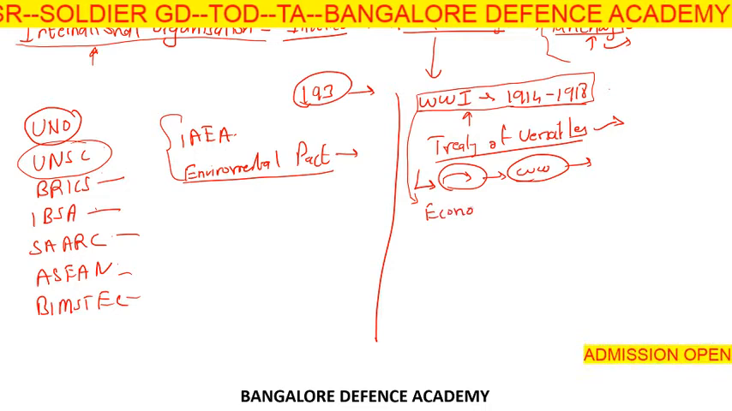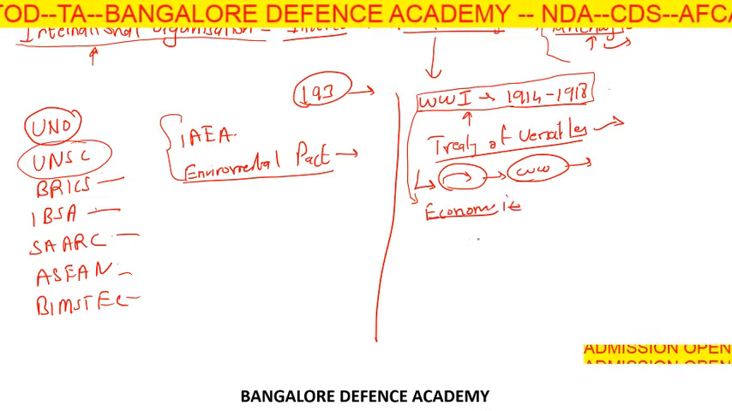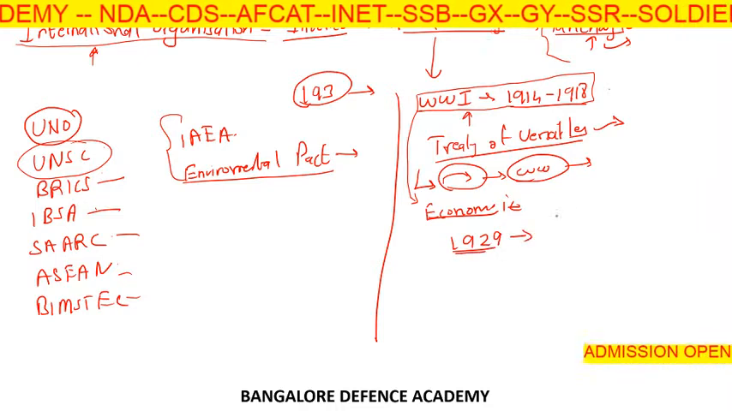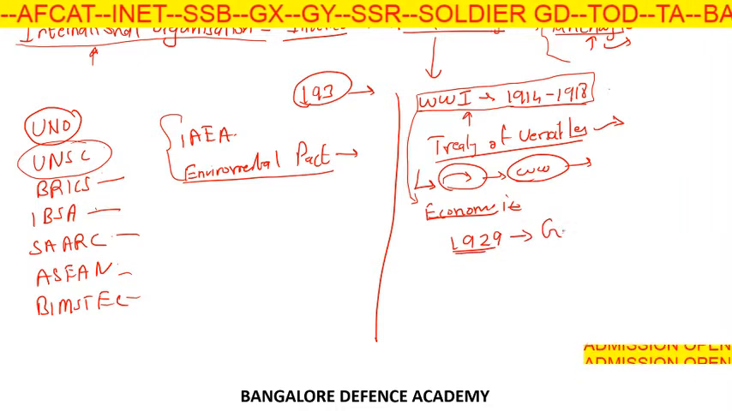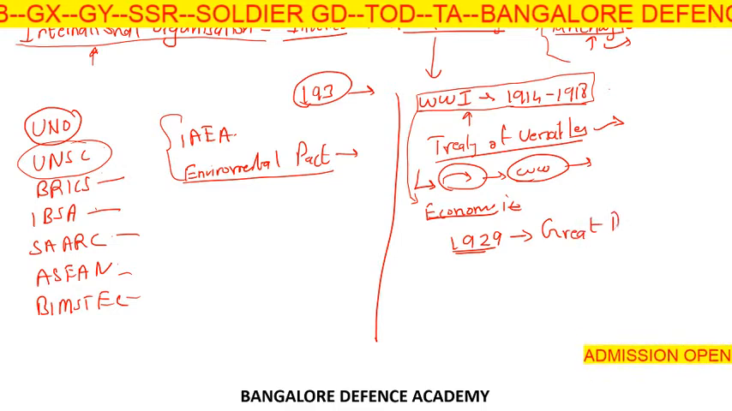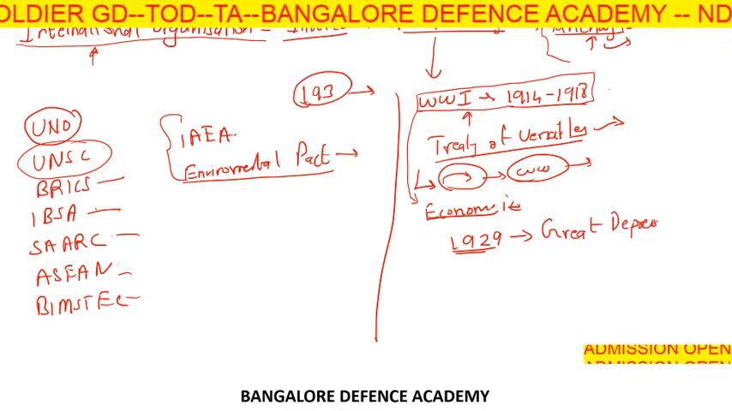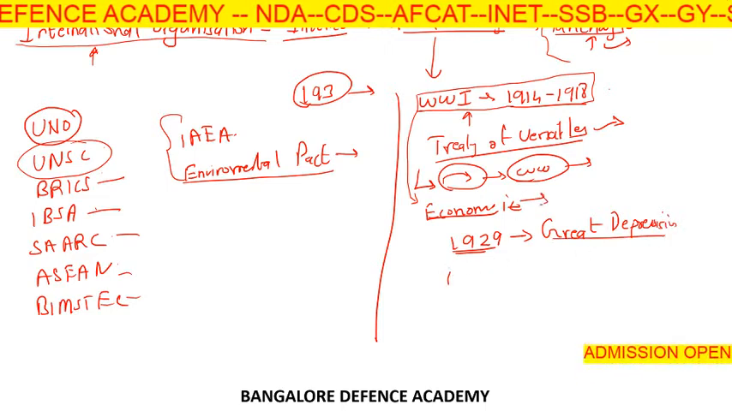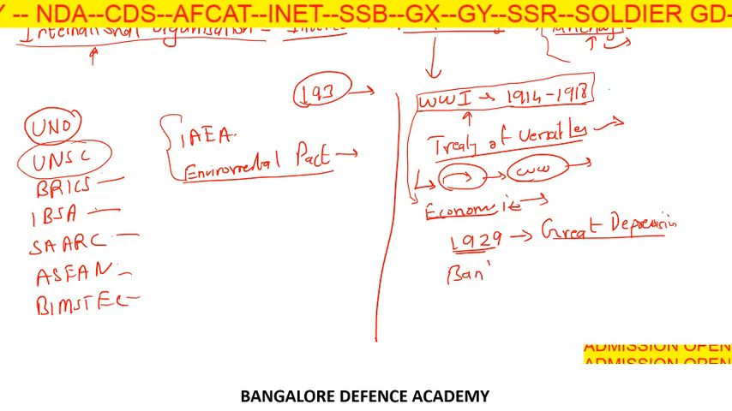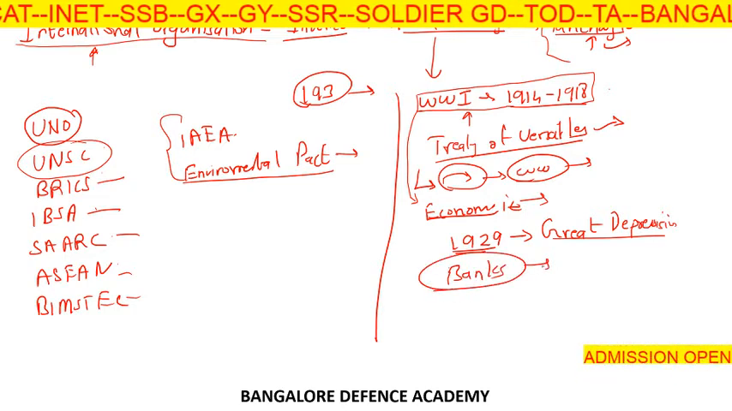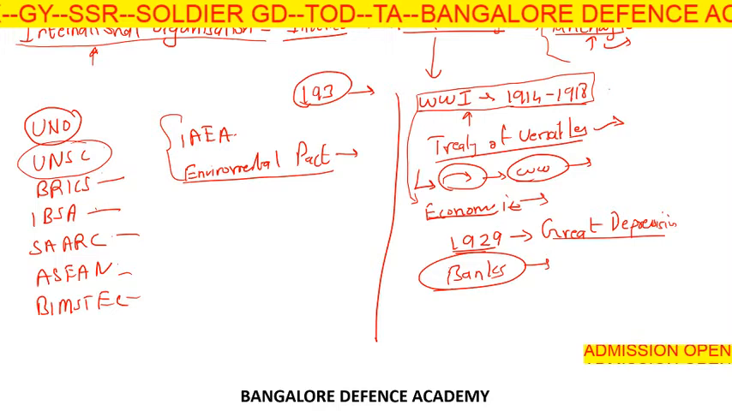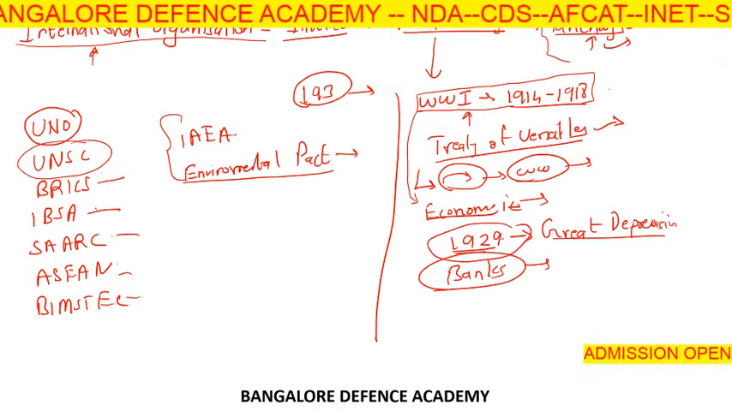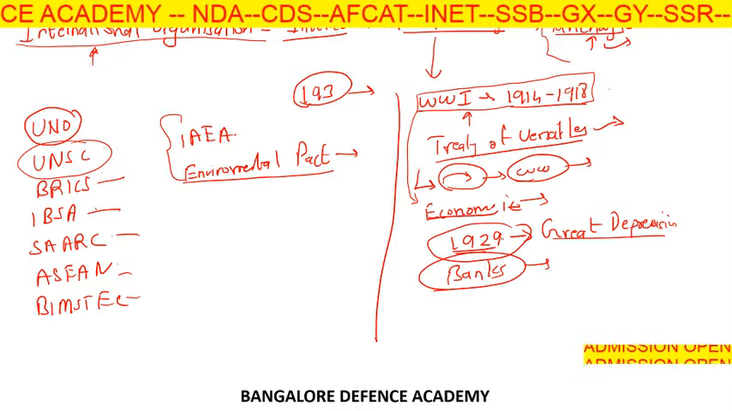Economically, it was a disaster, and this we can see in the year 1929. In 1929, all over the world, there was the Great Depression, and this depression was not a climatic phenomenon; it was an economic phenomenon. Banks all over the world failed, in Europe and Western nations like America, and this led to the Great Depression.